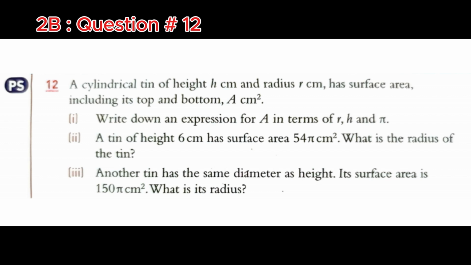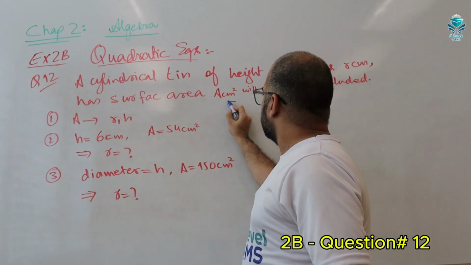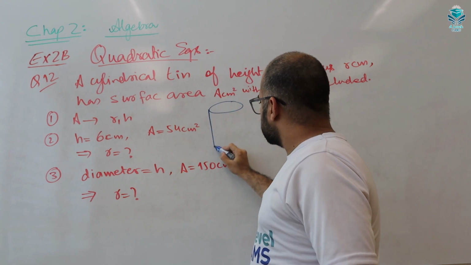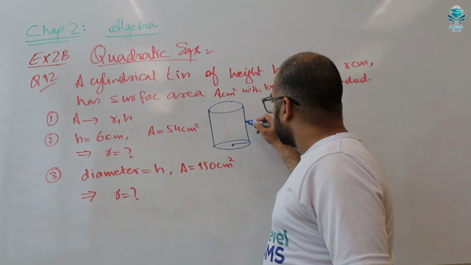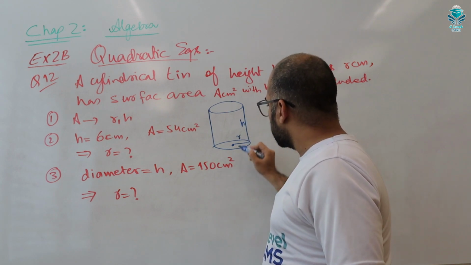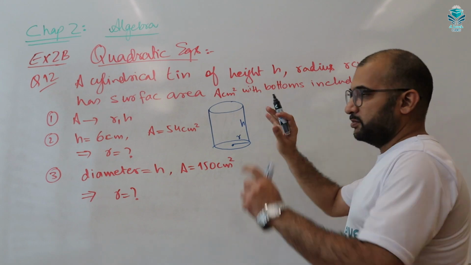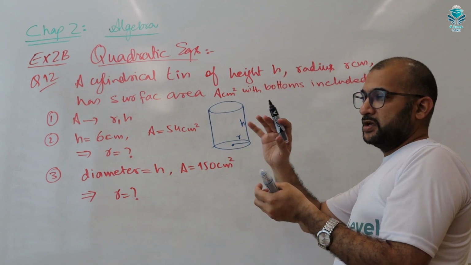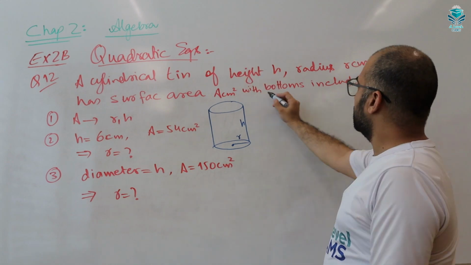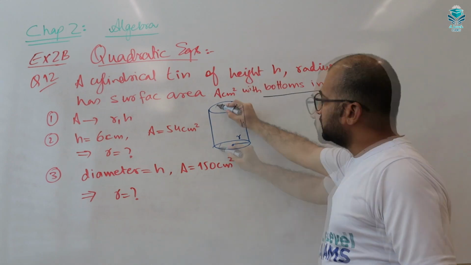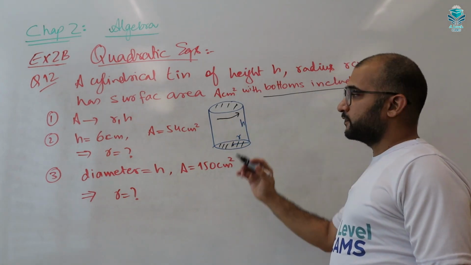In this lecture we will solve a question in which we are given a cylinder, with radius r and height h. We have to find its surface area, meaning the area of the surfaces where the curved area is also included, and both bottoms. So the top and the lower bottom are included, and the curved surface is involved.